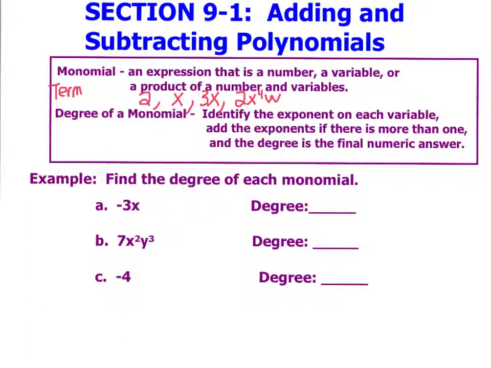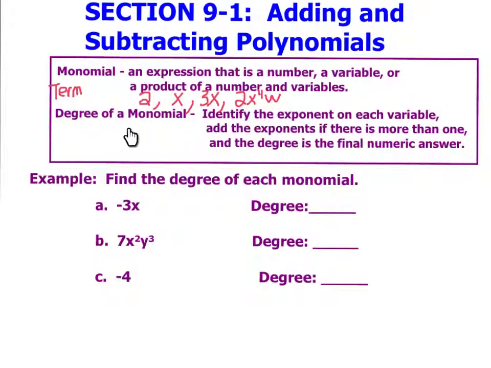That's a monomial. X, a monomial. I could put them together by multiplying. I could say 3x. That's a monomial. 2x to the fourth w, monomial. This is a monomial. This is a monomial. This is a monomial. Okay? Now, how do we do the degree of the monomial?